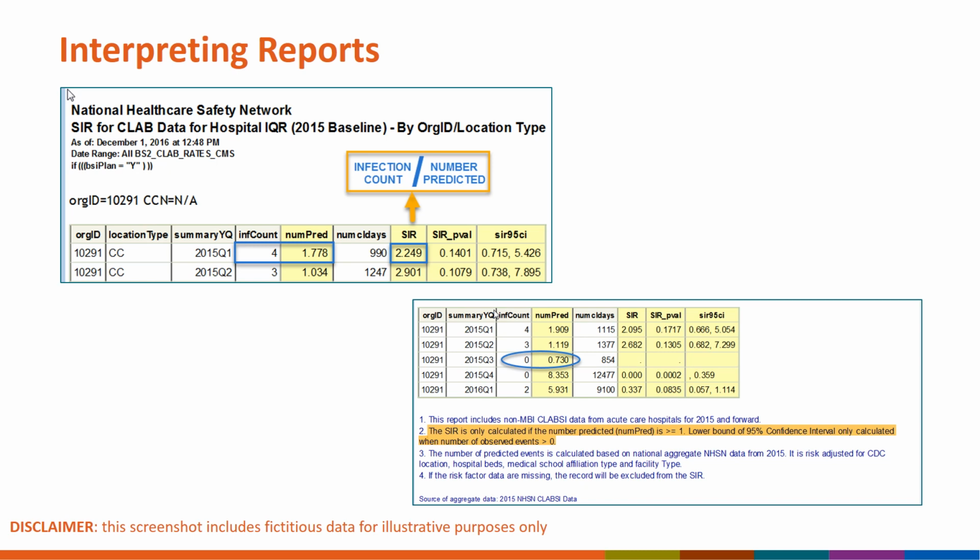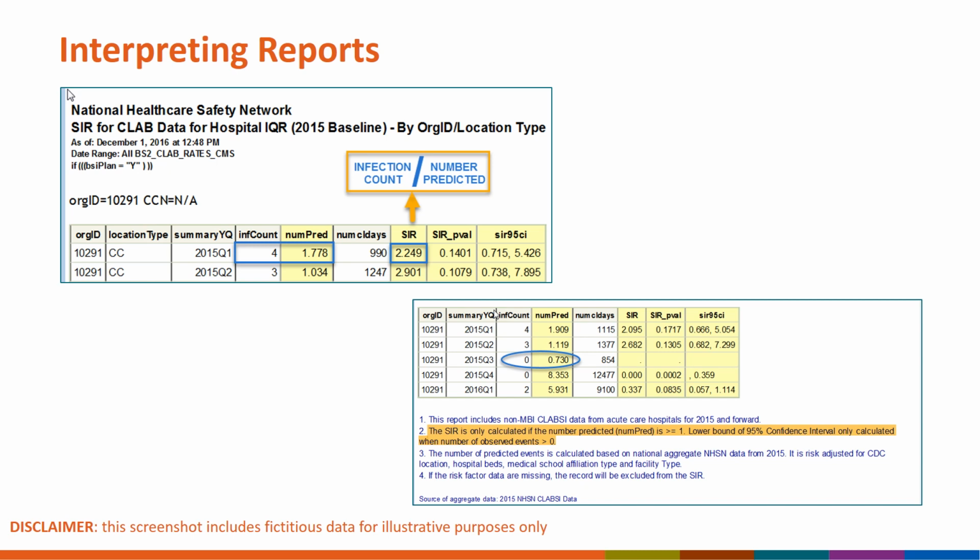So using the 2015 baseline, if a facility has an SIR value greater than 1, that would indicate that there were more observed infections than predicted, based on the national 2015 data. Likewise, if a facility has an SIR value less than 1, this would indicate fewer observed infections than predicted, which indicates some prevention progress.